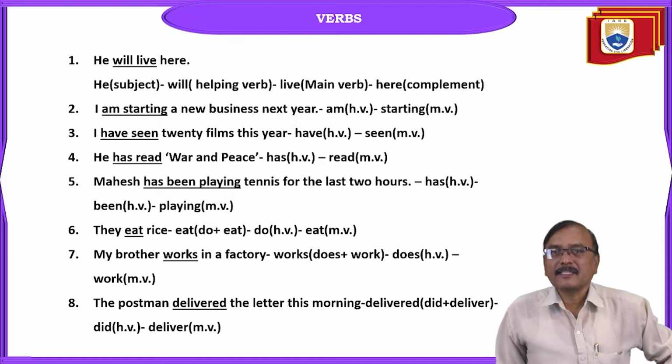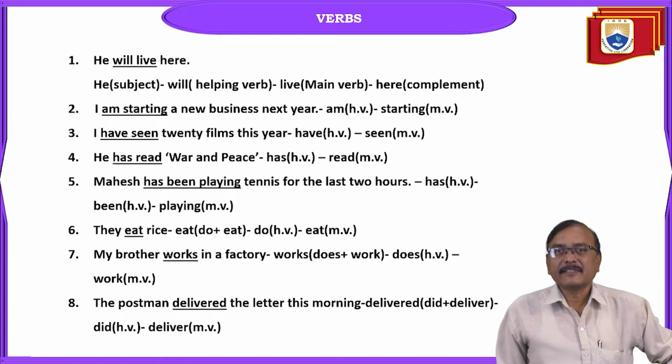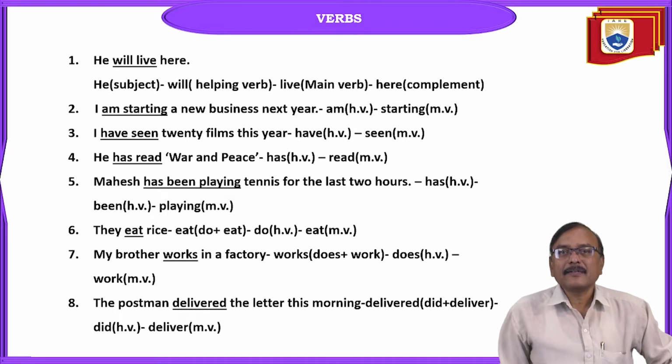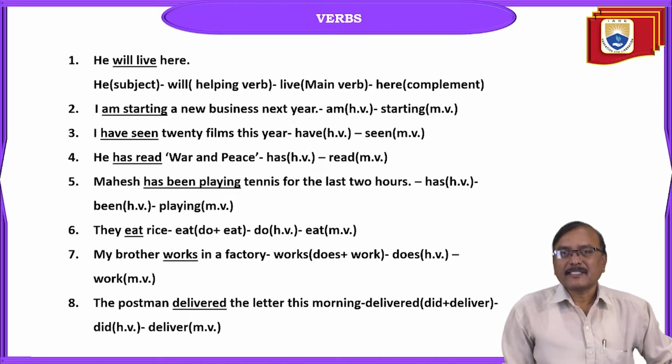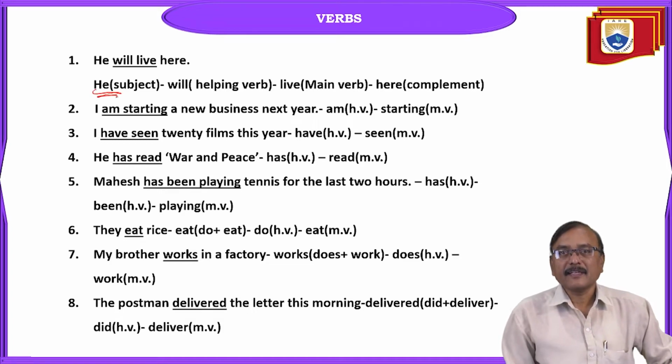So, see these sentences and trace out the verbs. Within the verb, what is the main verb, what is the helping verb, what is the subject, what is the object, or complement? See these sentences in English. He will live here. In this one, who is doing the action? Who is going to live here? He. So, who does the action is called the subject, he.